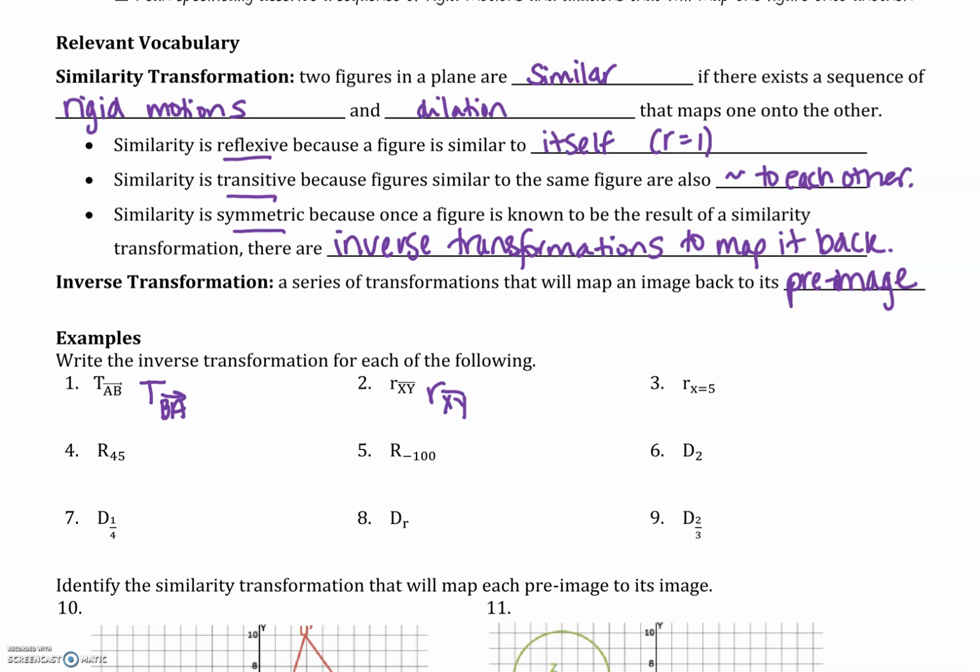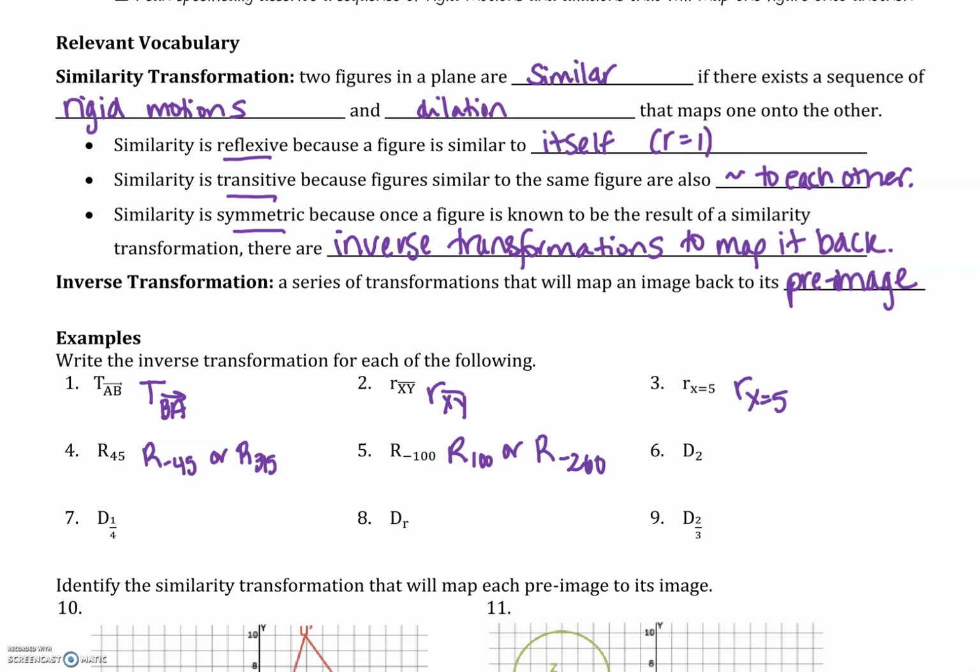If we're reflecting over a line that has an actual equation, then we would still reflect back over that same line. So to undo a reflection, you would reflect back over the same line. If you were to rotate 45 degrees, then the inverse would be to go backwards 45 degrees, or you could also complete the 360. So another 315 degrees would be able to map that image back onto its original. Same thing here. If it was a negative 100, then a positive 100 would take it back to itself, or a negative 260 would complete the 360.